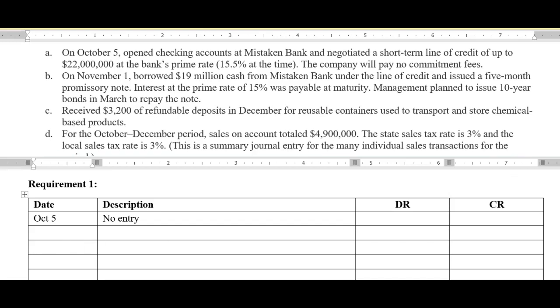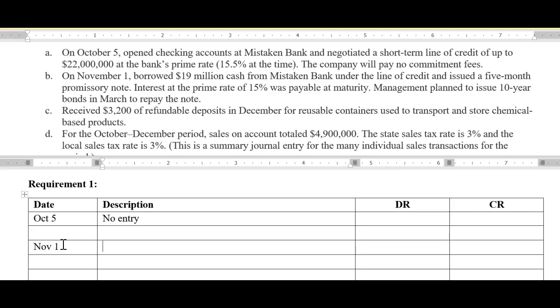On November 1st, we borrowed $19 million cash from Mistaken Bank under the line of credit and issued a 5-month promissory note. Interest at the prime rate of 15% was payable at maturity. Management planned to issue 10-year bonds in March to repay the note. So again, we're going to borrow this on a short-term line of credit, and then we do anticipate next year that we will, in March, go ahead and refinance that using bonds.